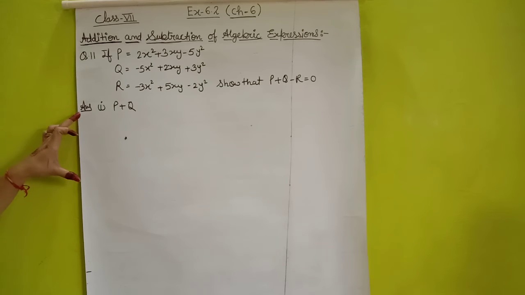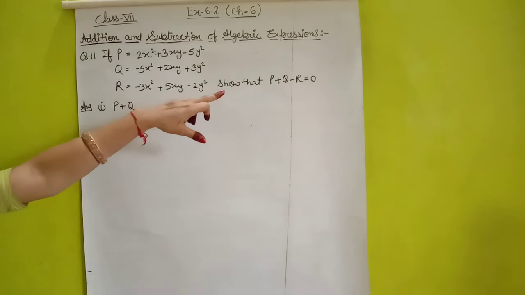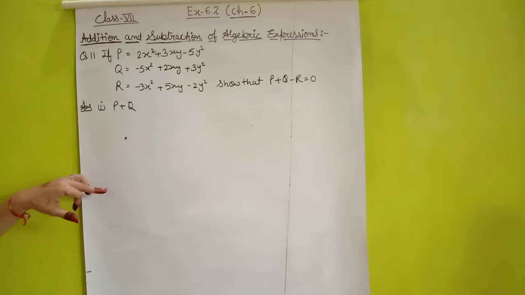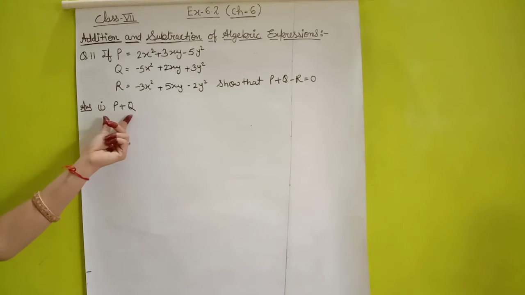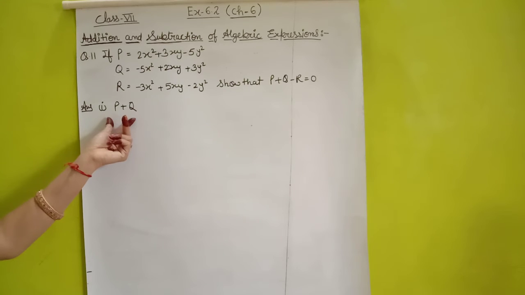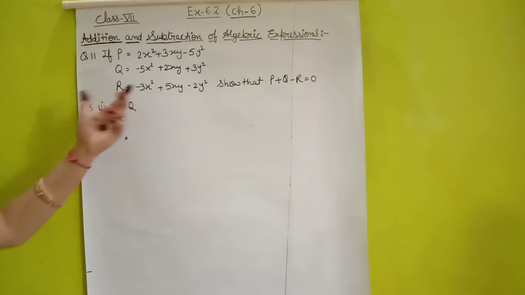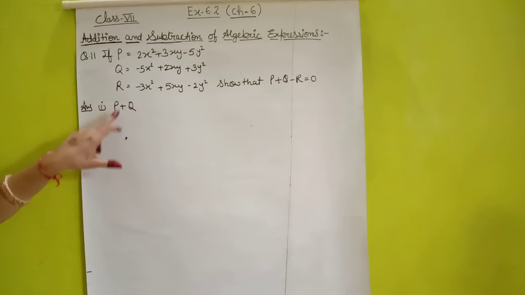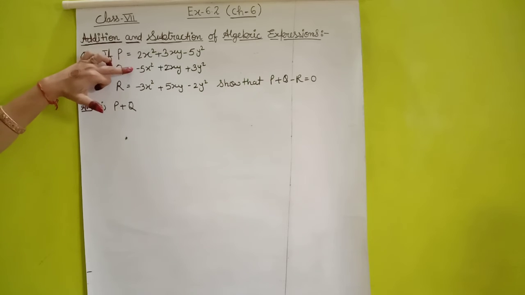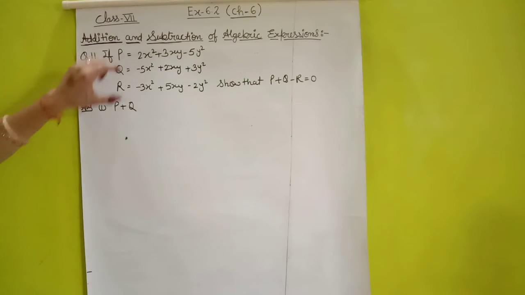So in 2 steps, I will solve this question. First of all, in step 1, I will do P plus Q. Then in step 2, in the answer of P plus Q, I will subtract R. And if my answer is 0, then it means we have proved. So first of all, P plus Q: the values of P and Q are given. We will write both the values in column form and we will add.